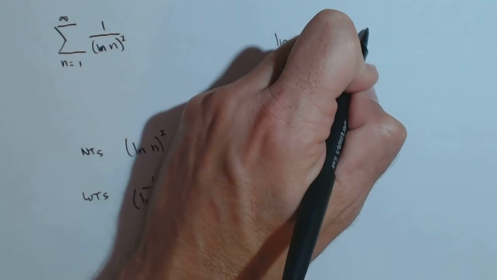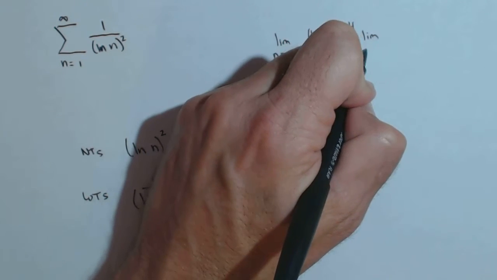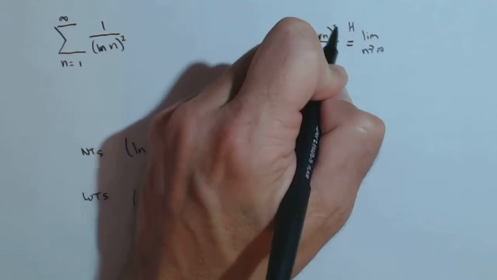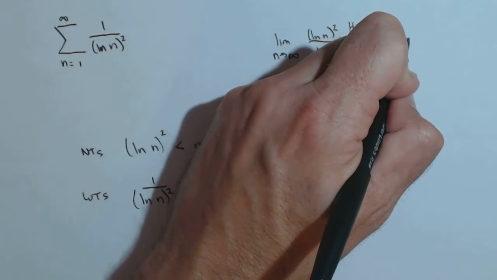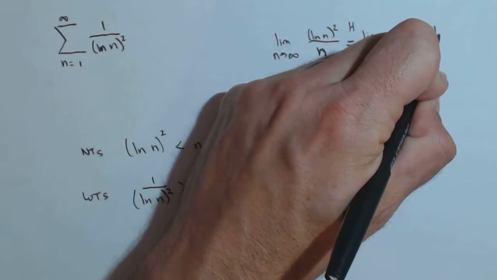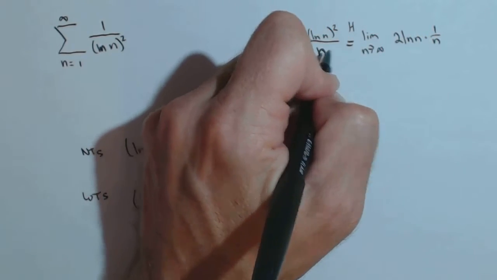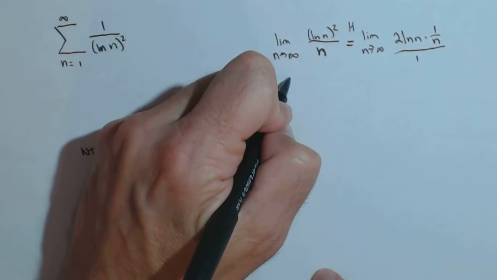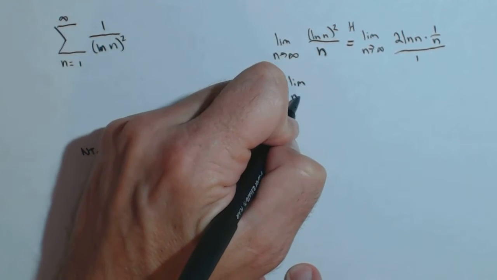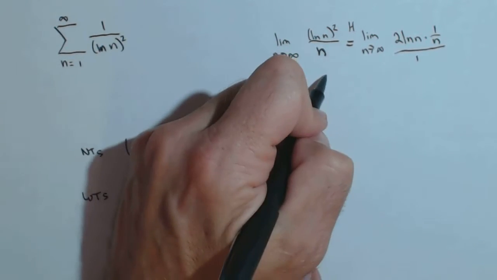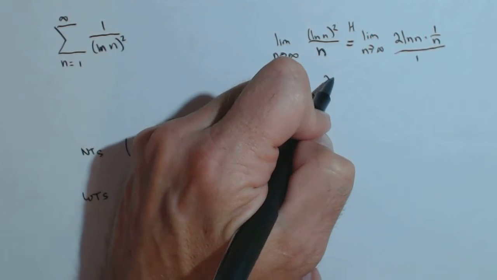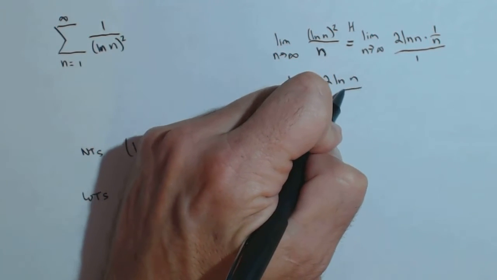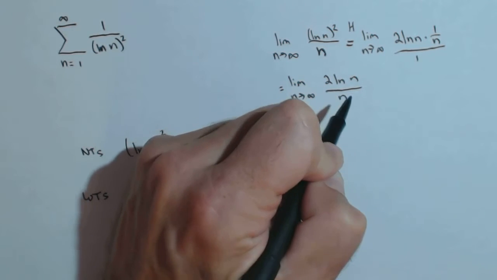So the derivative on top, and then we'll recalculate the limit, is 2 times the natural log of n times 1 over n. And the derivative on bottom is just 1. So let's rewrite what we have here. Limit as n goes to infinity of 2 ln n over n.